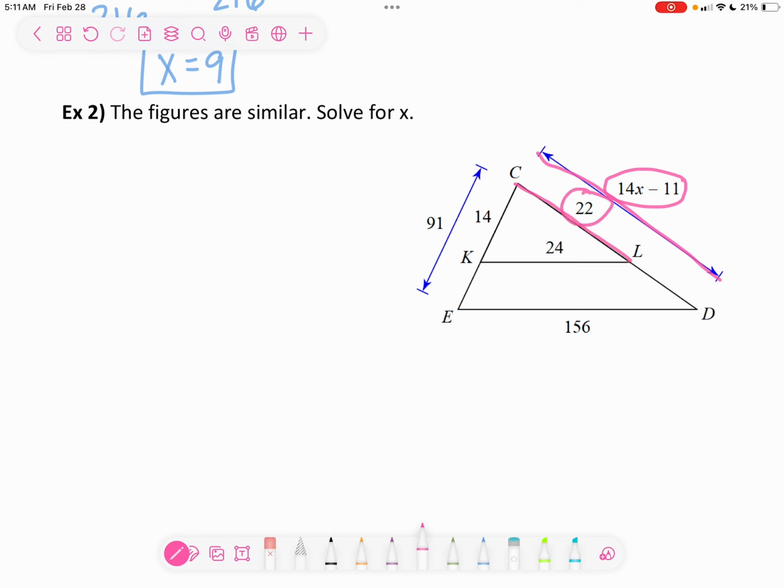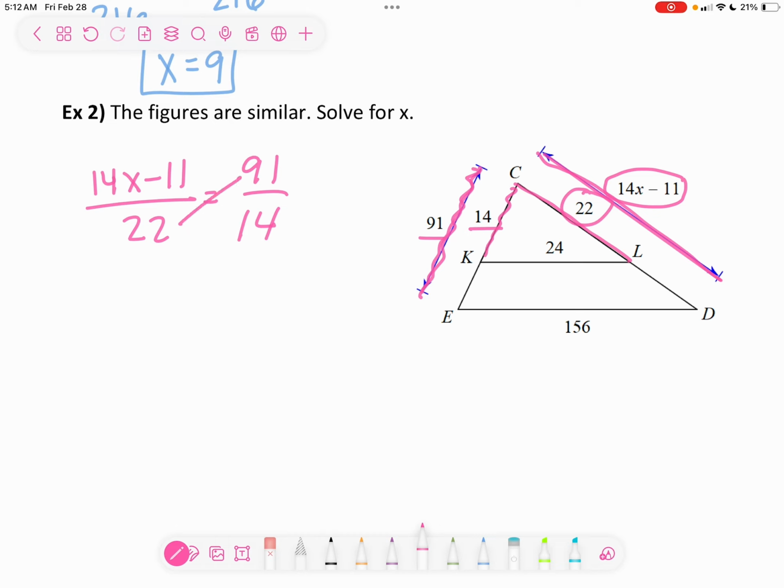So 22. Then in this case we have two other pairs of corresponding sides. We can use any that we want. I'm going to go to the left side and use CK, which is 14, this side here. And then I'm going to use from C all the way to E, which is 91. Again, it doesn't matter how you create these ratios as long as you are consistent. So I'm going to start with my 14x minus 11 over 22. Equals, and because I started with the bigger triangle, C to D, I need to start with the bigger triangle, C to E, as well. So 91 over 14.